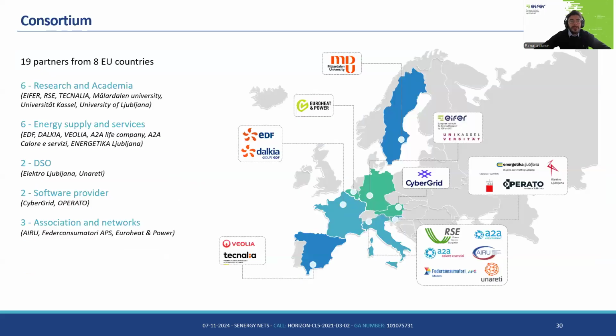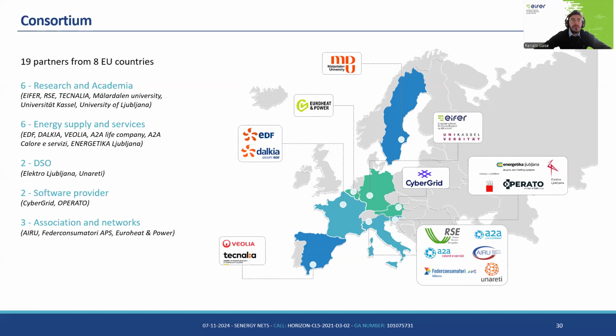As you can see here, the variety of the consortium allows us to have a deep insight from different points of view. Indeed, we have both research and academia as well as energy supply and services. At the same time, we also have 2 DSOs in our consortium and a TSO in the advisory board. And on top of it, we also have software providers and associations and networks.